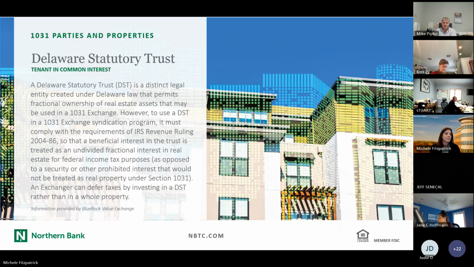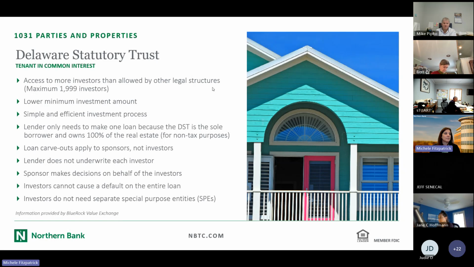So here are the pros of the Delaware Statutory Trust. There will be a whole bunch of different investors that will invest in this one property with you. I think they can have a maximum of 1,999. There's a minimum investment amount. So the investment amount ranges anywhere from $50,000 to $100,000 buy-in. So if you are an investor and you don't want to invest the full $1 million into one property, this is a smaller buy-in. You can buy into property for $50,000 or $100,000.